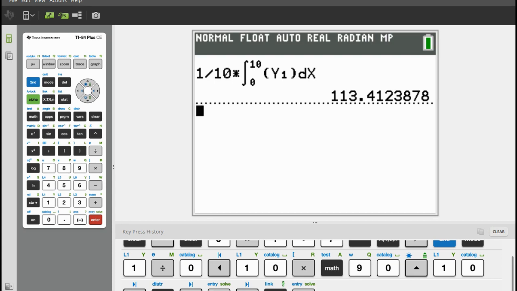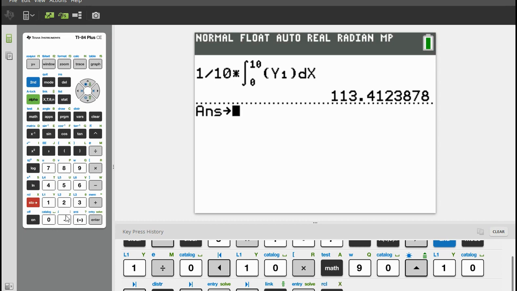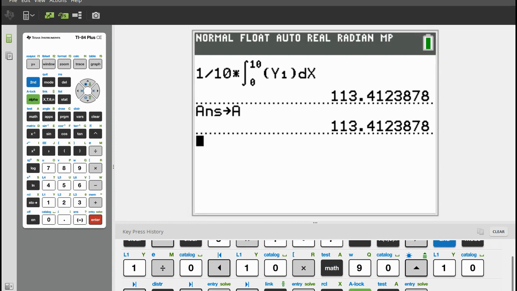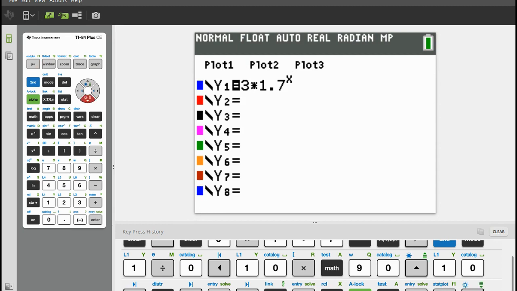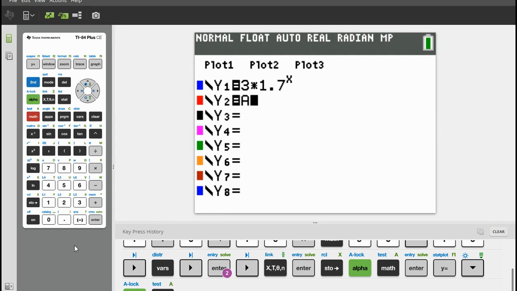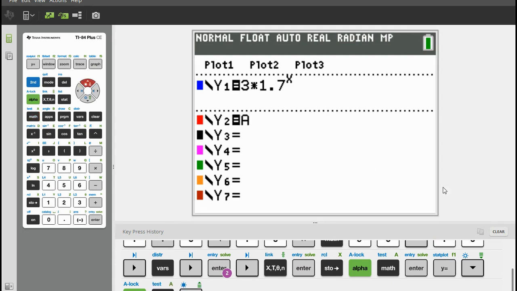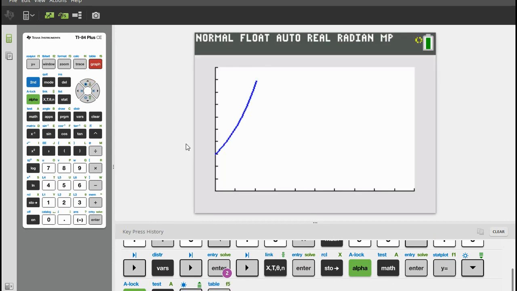Now, it also said find when the average rate of change equals the actual rate of change. To figure that out, I'm going to go ahead and store this answer in alpha A. Right now A is stored as my function, as a variable, sorry. So make sure that you know how to store things. And I'm going to figure out when the average is equal to the actual. So I'm going to graph y equals A, which is going to be a line, and then my rate of change function. And I'm going to go ahead and graph this.